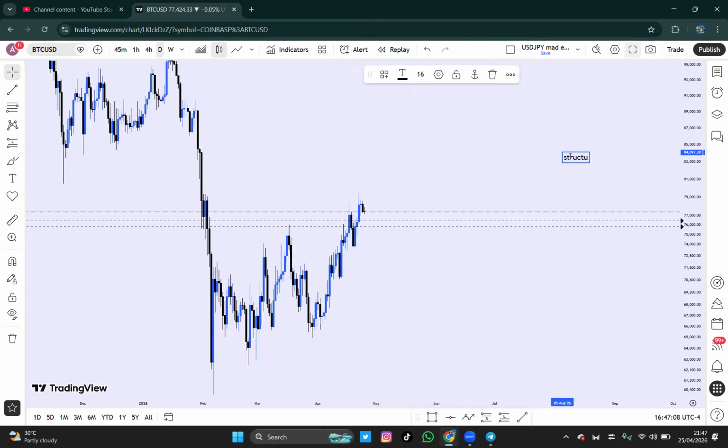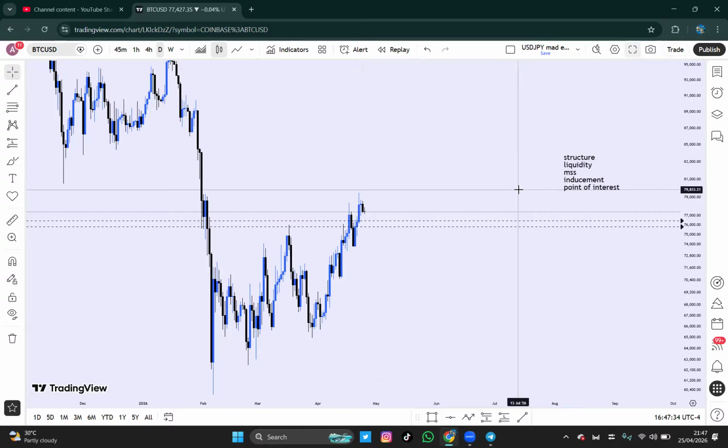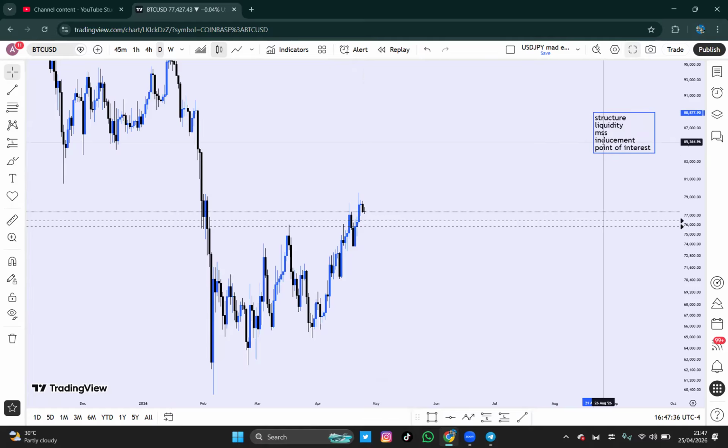Sorry, guys. Second thing is liquidity. Third thing is MSS, inducement, and point of interest. Those are what I make use of.